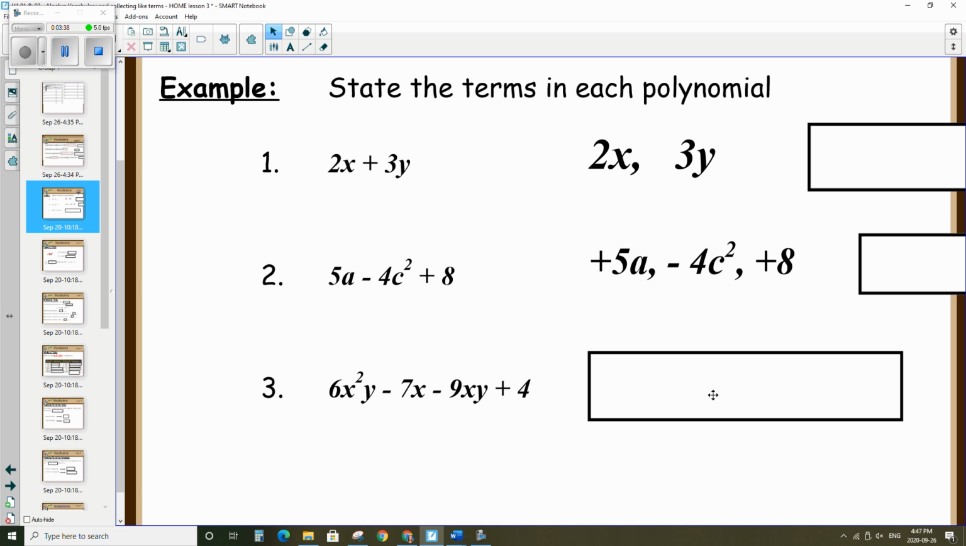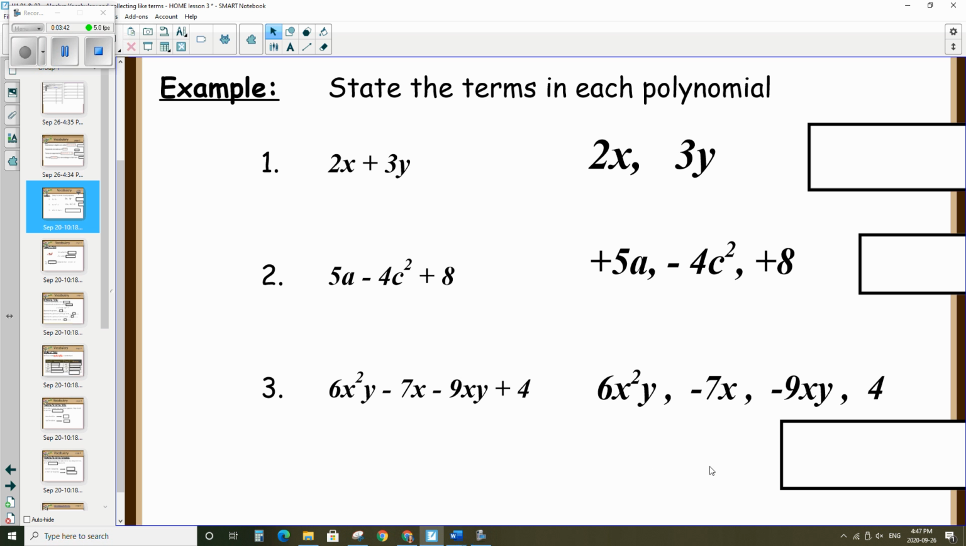For number 3, we've got 1, 2, 3, 4 terms. Okay, and you can see here I didn't write the positive in front of the 4 and the 6x squared y.